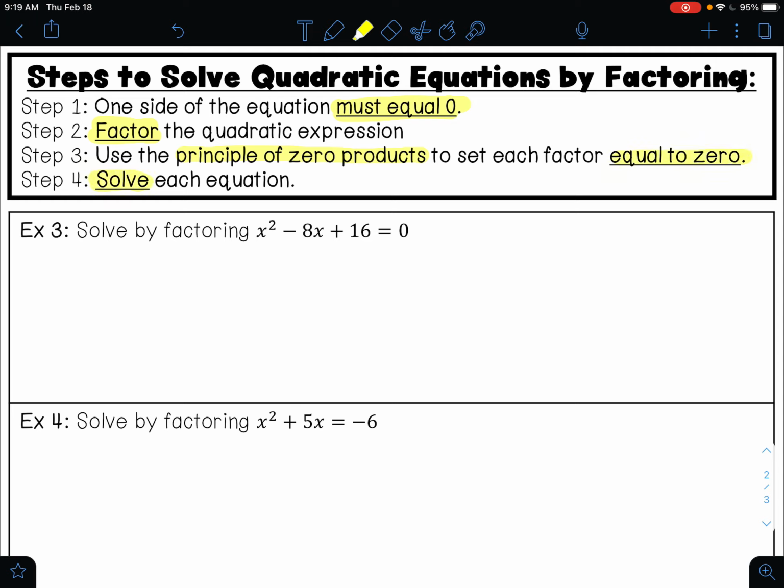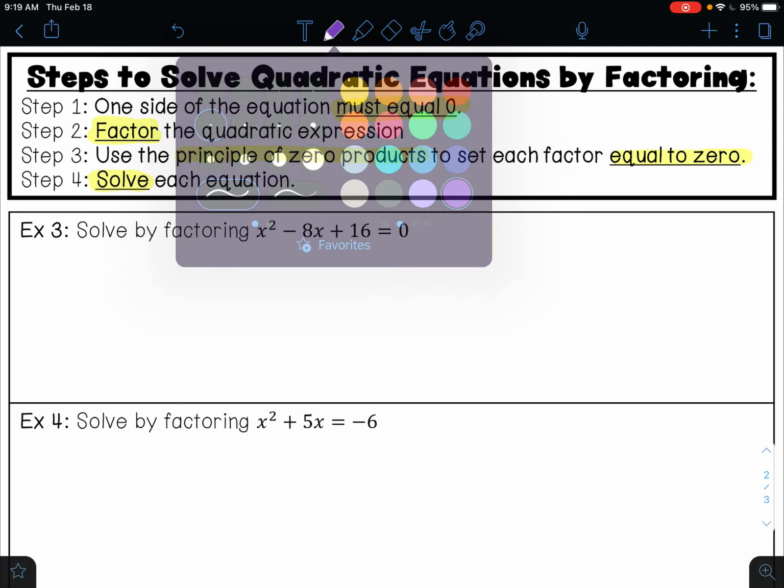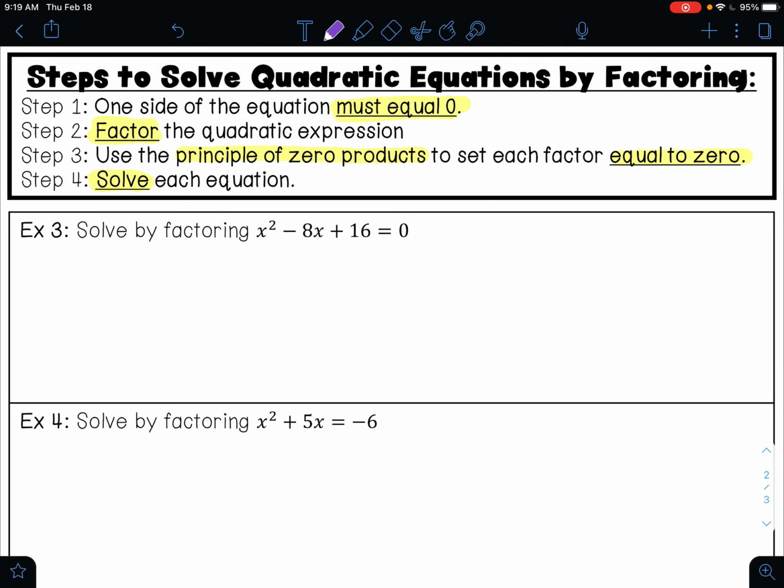So let's try example 3. It says solve by factoring. x² − 8x + 16 = 0. It equals 0, so that's good. Your first step whenever you're factoring is to always look for greatest common factor. And in this case, I do not have one. When I do not have the greatest common factor, I'm going to go straight to the area model.